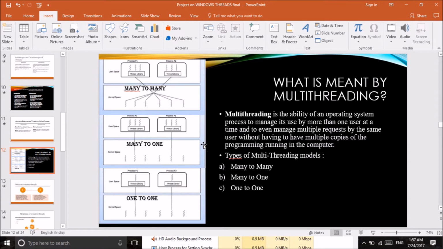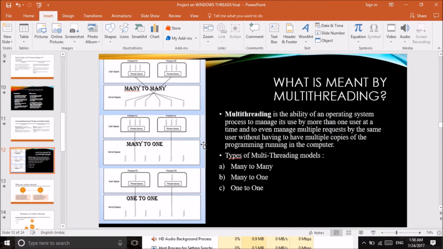In many to many, we have the user space and kernel space. The kernel thread is slower to create, slower in the sense of creation and managing it. In the user level thread, it is generic and can run on any operating system.